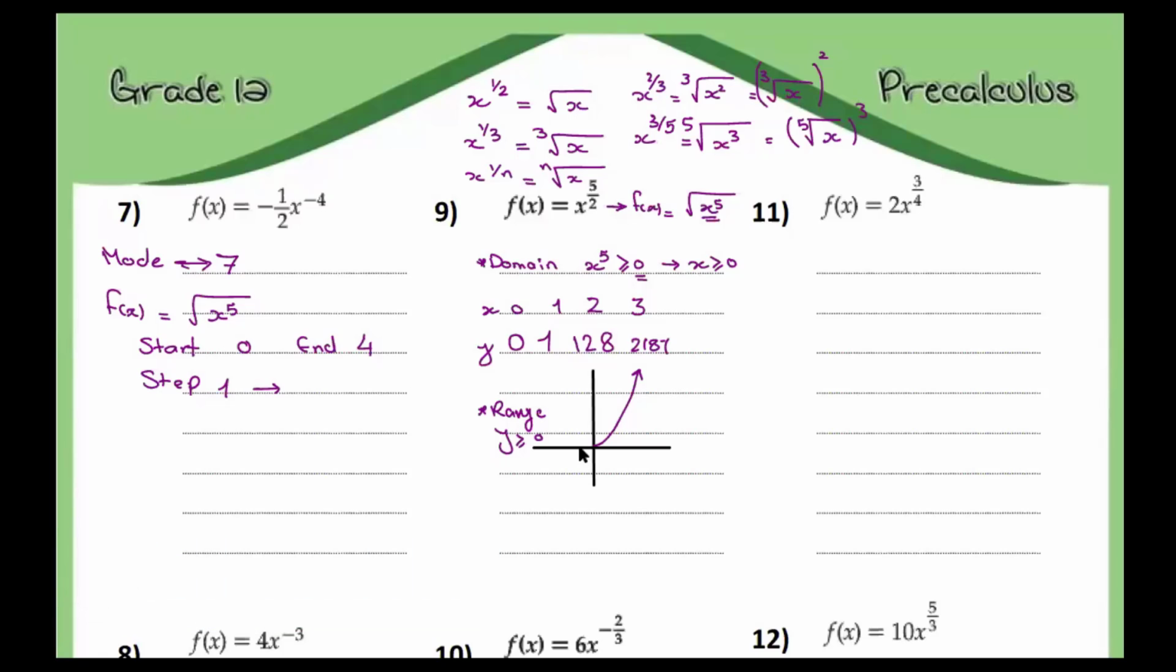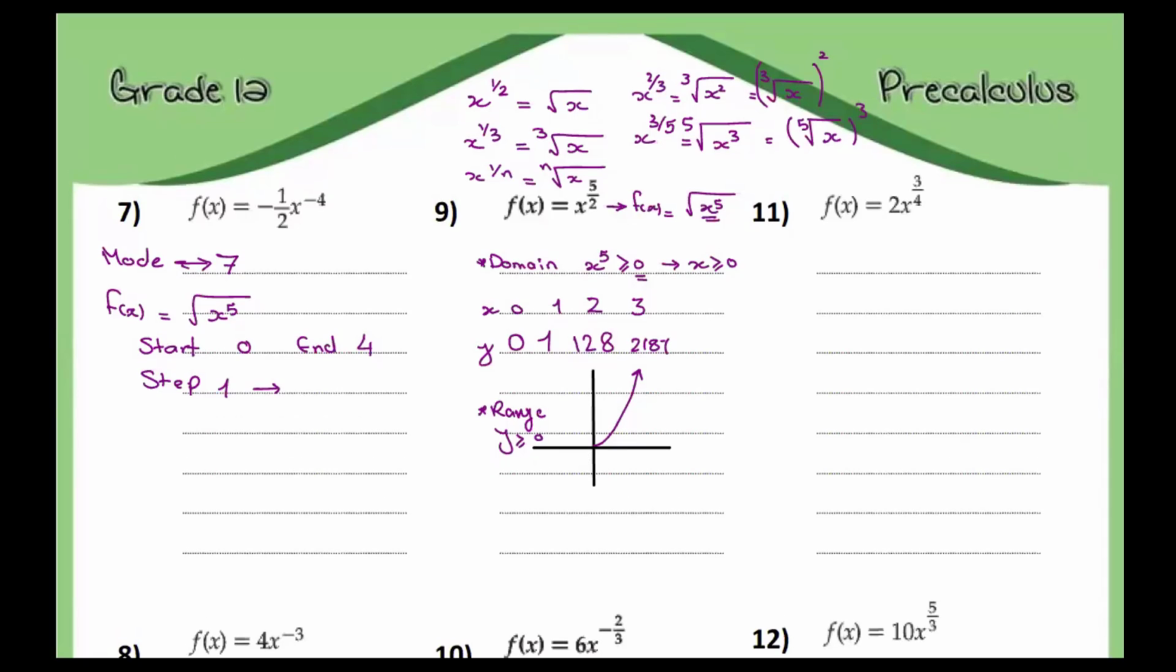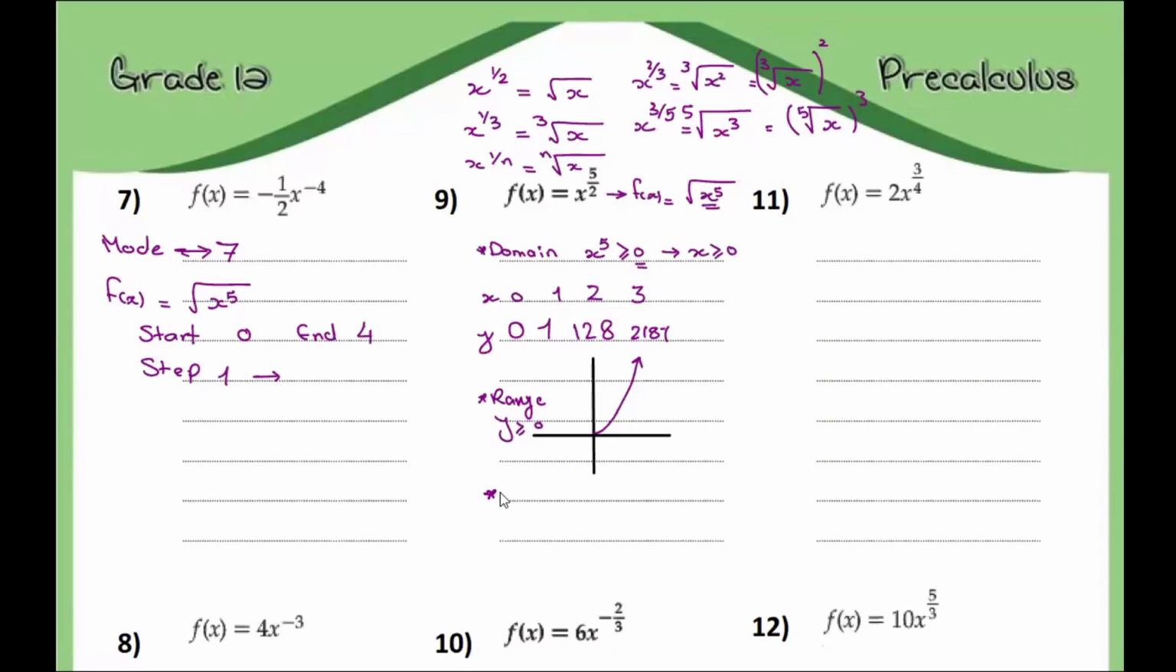The x-intercept is the value of x when y equals 0, so it will be 0. Okay. What is the y-intercept? 0. Okay. X-intercept equals 0. Y-intercept equals 0. Then? Increasing, decreasing.